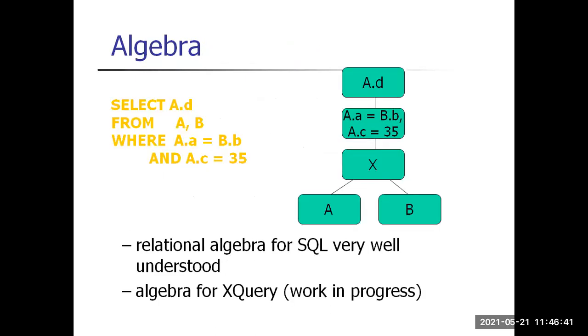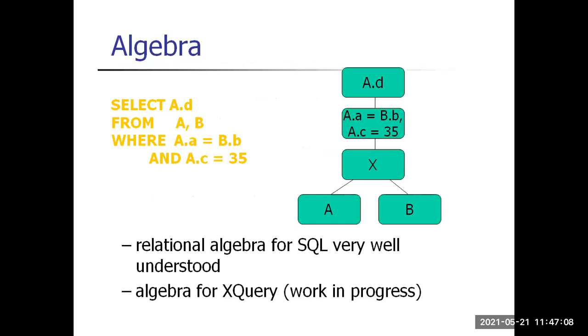So a simple example for a given query is: select A.D from tables A and B where A.A equals B.B and A.C equals 35. So this is a simple query where we select A.D from tables A and B. The table names are given, where that condition is applied, that A.A equals B.B and A.C equals 35.